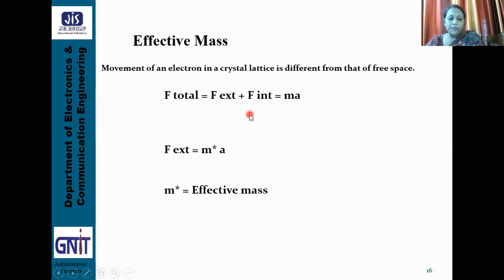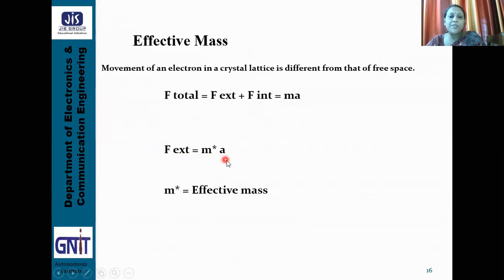Now, as there are so many internal forces and it is not possible to calculate them, we can neglect the internal force. Rather, we can consider the external force, that is Fx, and the formula can be modified this way: F external equals m star a, not ma.